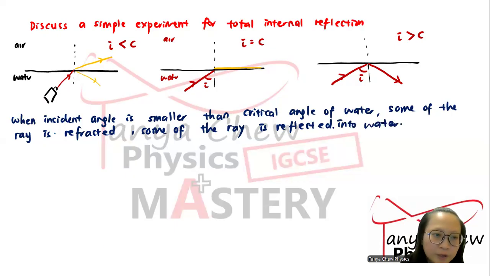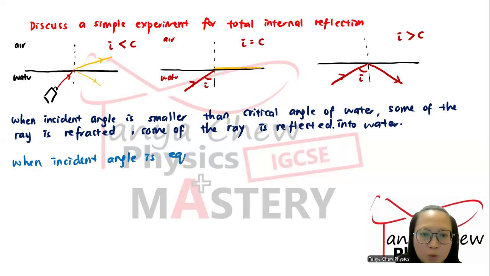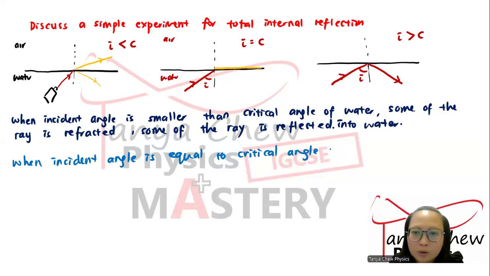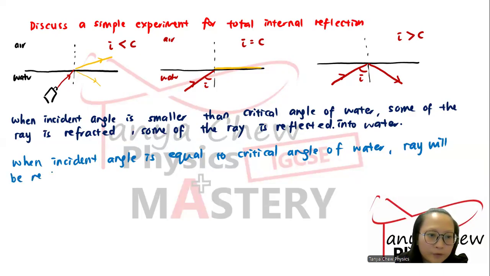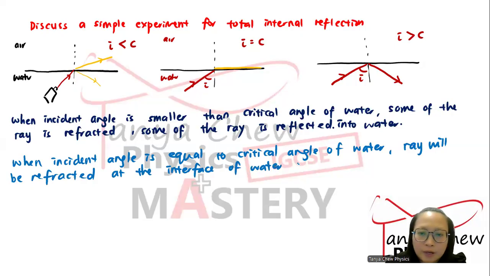Second, when the incident angle is equal to the critical angle of water, the ray will be refracted at the surface or interface of water and air. Or you say 90 degrees, not a problem.